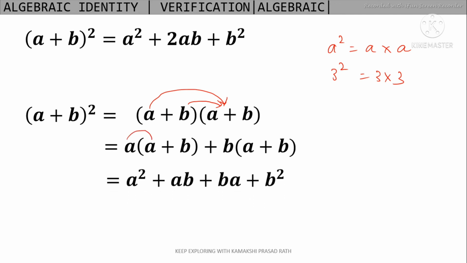A into A, we get A squared. A into B, we get AB. B into A, we get BA. And B into B, we get B squared. So we are using the distributive property and expanding it.